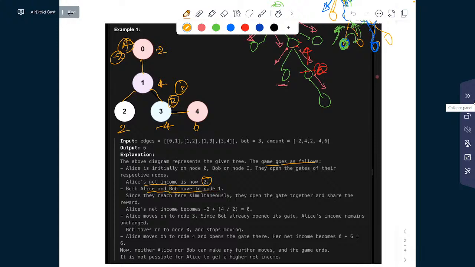Alice and Bob move to node 1. So this moves here, this moves here. Right. Alice's net income becomes 1: -2 plus 4 by 2 is 2. And Bob's net income becomes 3 to 5.